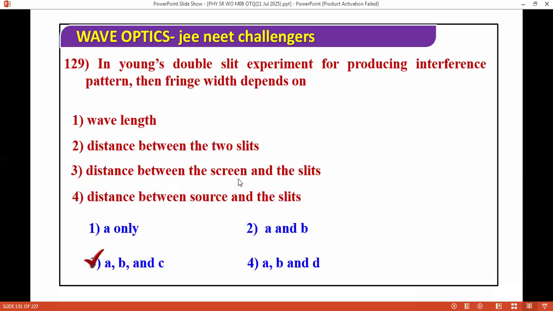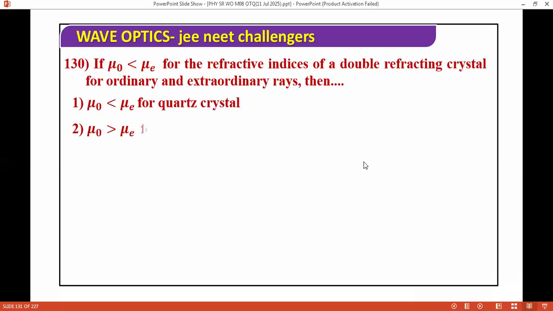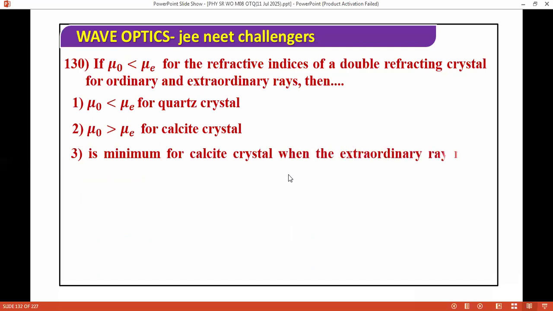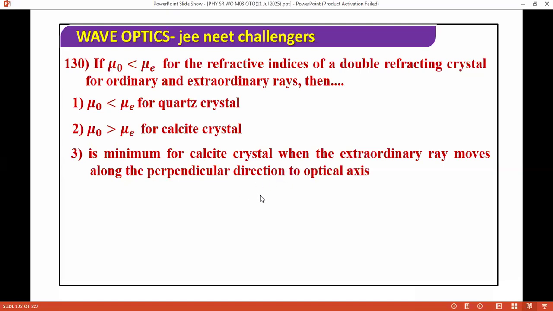A, B, and C: wavelength, distance between the two slits, and distance between the screen and the slits. Okay. Next question. If mu naught is less than mu e for the refractive indices of the ordinary and extraordinary rays, then mu naught is less than mu e for quartz crystal, mu naught is greater than mu e for calcite crystal, and mu e is minimum for calcite crystal when the extraordinary ray moves along the perpendicular direction of the optical axis.